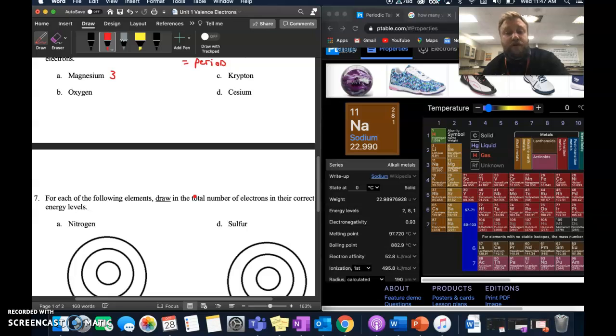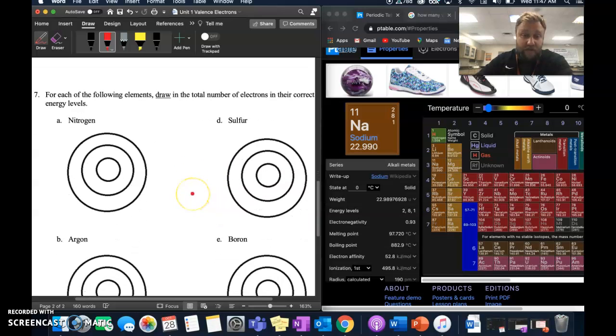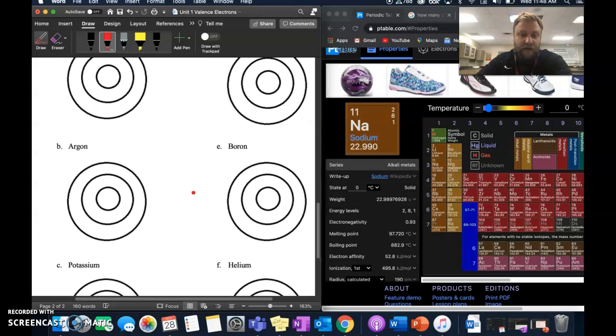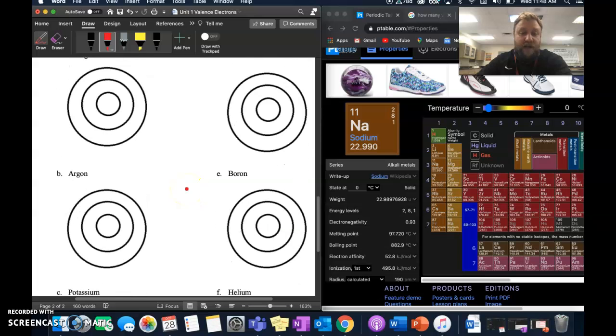Number 7, this is where I can tell a lot of people, especially if you weren't in class, because I went over these in class, were missing these. What you do for these are what we call Bohr models, or atomic structures. You're going to basically do a simplified version of our atom. So I'll go over a couple of these. I'll go over argon, helium, and I guess I'll do potassium. So I'll do B, C, and F.